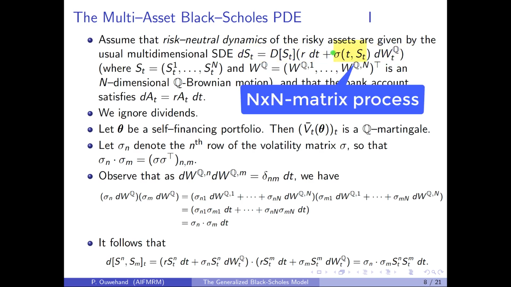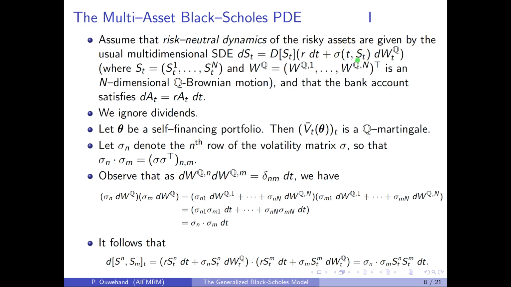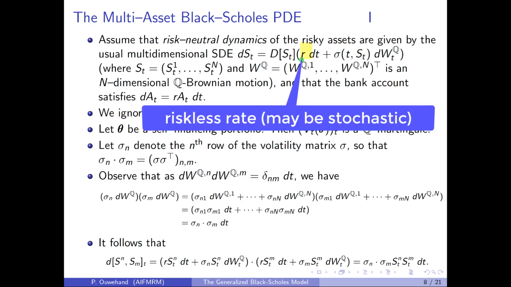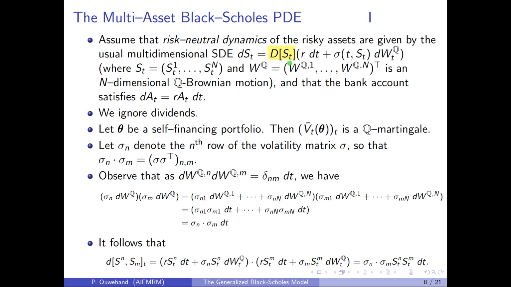Here sigma is an N by N matrix process, which depends on time and the prices of the underlying assets. In particular, we don't assume that sigma is constant. R is the riskless rate, which may be stochastic, and D(S_t) is a diagonal matrix with the asset prices S1 up to S capital N along the diagonal. In addition, we have a riskless bank account that satisfies the usual dynamics. In particular, the bank account process is a finite variation process. To simplify matters here, we will ignore dividends.